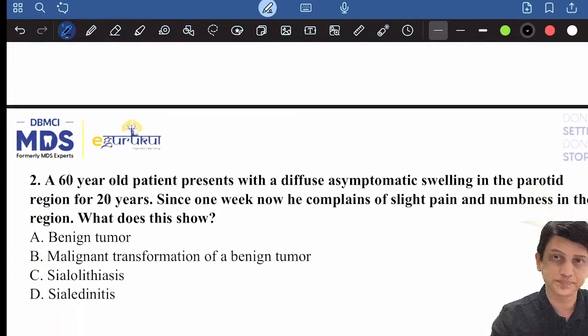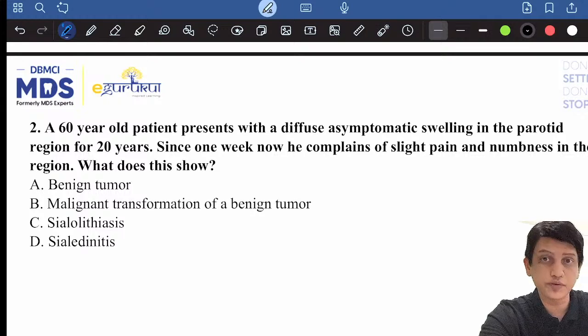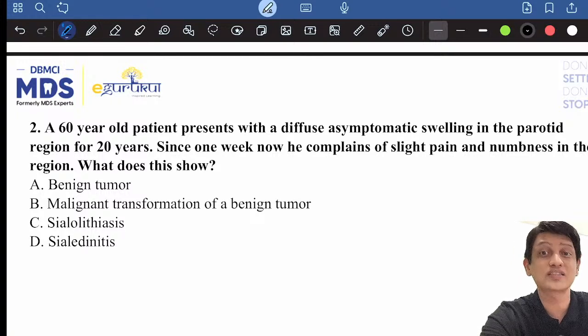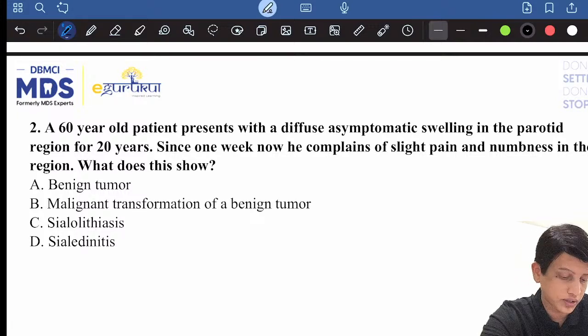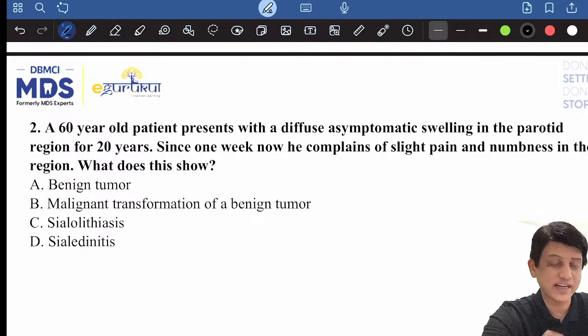Next question is, a 60-year-old patient presents with a diffuse asymptomatic swelling in the parotid region for 20 years. But since 1 week, she is complaining of slight pain and numbness in that region. What does this imply to you? It could be a benign tumor, a malignant transformation of a benign tumor, sialolithiasis, or sialadenitis. What is the answer?